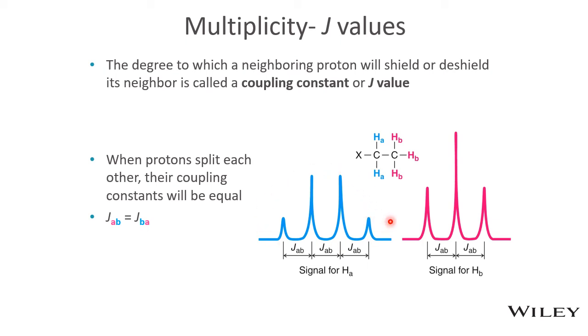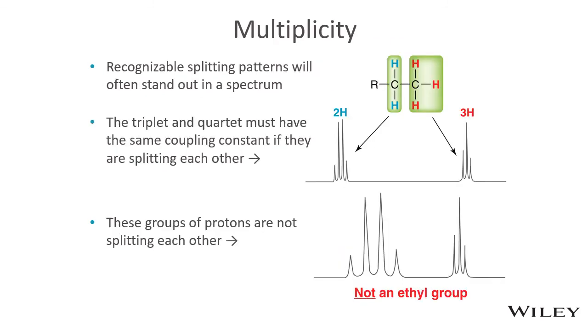Now the peak for HA is currently a quartet, and that's because it is being split by 1, 2, 3 neighboring hydrogens. The peak representing HB is a triplet because we have 2 neighboring blue hydrogens. Now the distance between each of these splits is completely the same. So we can actually use the J value pattern to determine if hydrogens are neighbors to one another.